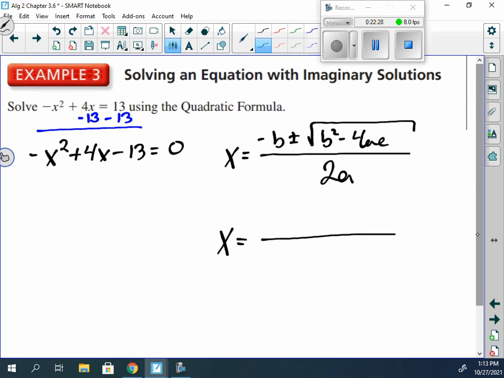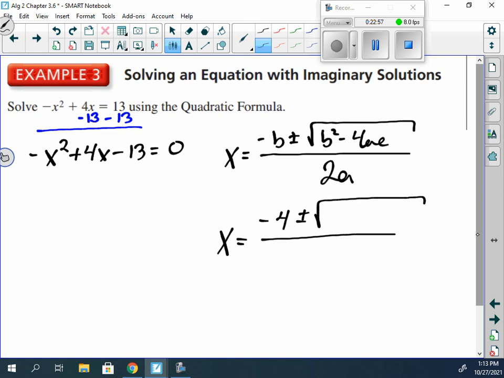Now, the quadratic formula really doesn't care if a is negative or positive. Either one will work. Let's go on and start plugging in. So negative b, well, what is the value of b? 4. So negative b would be negative 4.